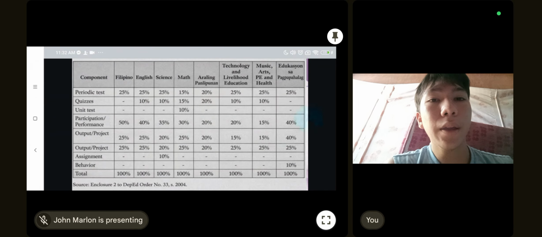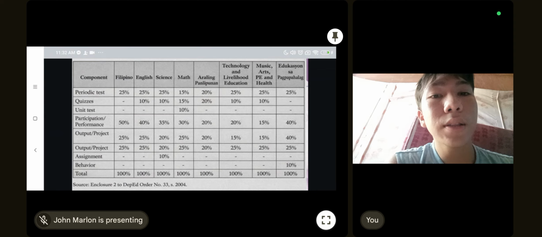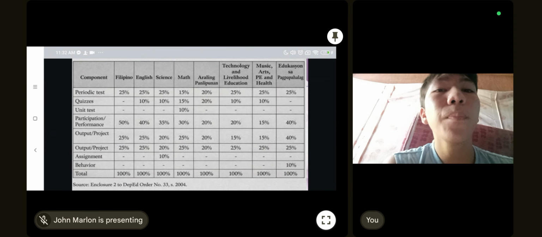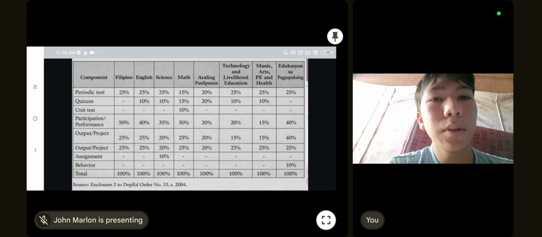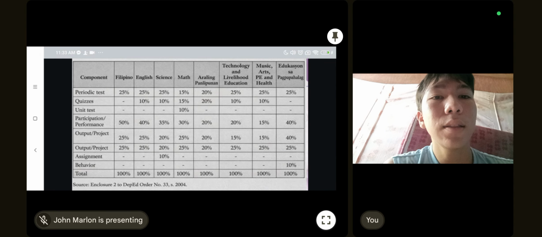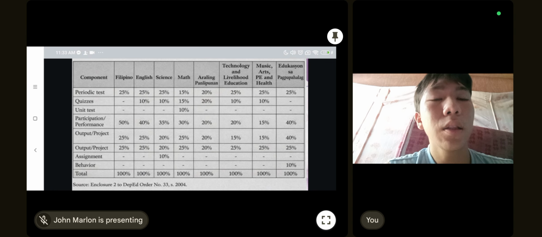So here is the table for secondary students. As you can see, it all adds up to 100%. They give weight to, for example, the quizzes, the unit tests, and also the output and performance.